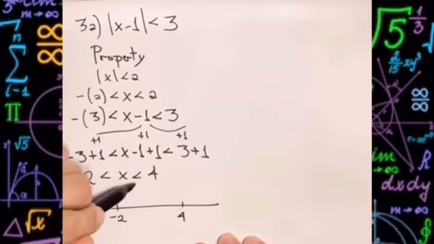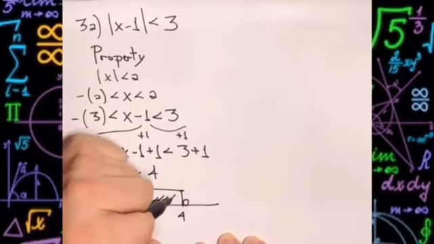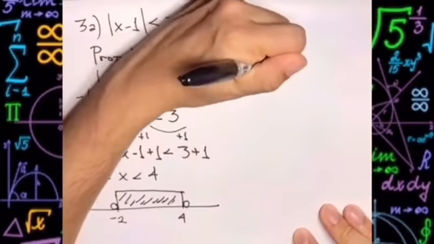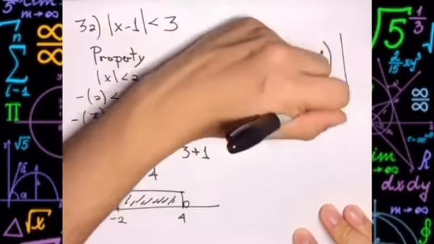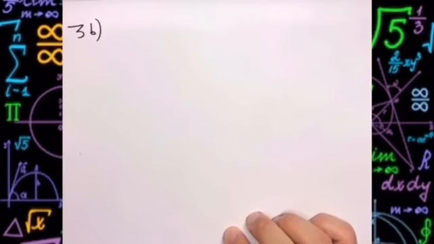So we're going to have minus 3 plus 1 less than x minus 1 plus 1 less than 3 plus 1, which results in minus 2 less than x less than 4, which means that x is going to be contained between minus 2 and 4, and the solution is all x that belong in the interval (minus 2, 4), with parentheses because it's less than, so it's an open interval.